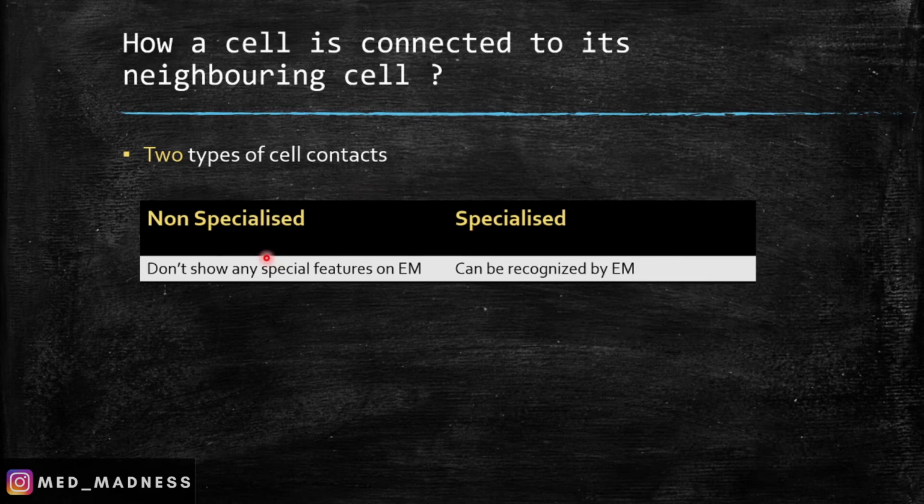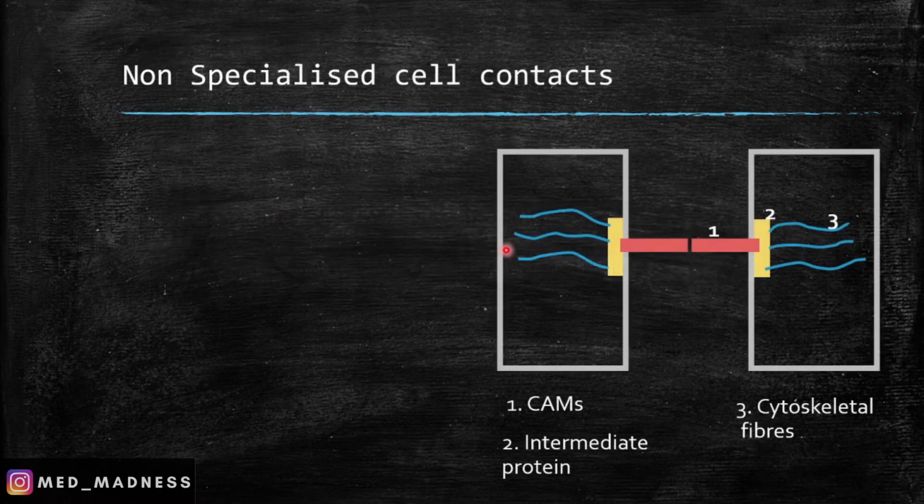Non-specialized because they don't show any special features on the electron micrograph, and the specialized can be recognized by the electron micrograph. Now we'll discuss the non-specialized and then we'll go over the specialized. Non-specialized cell contacts. So here is one cell, here is another cell.